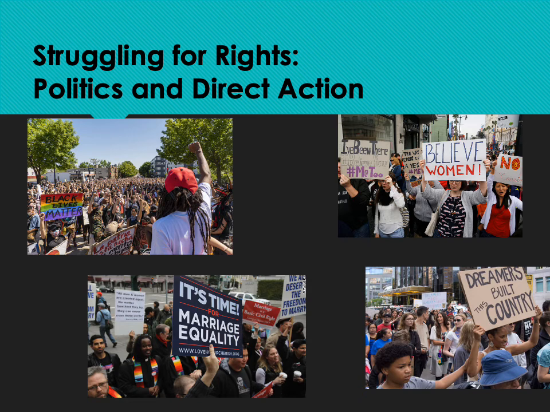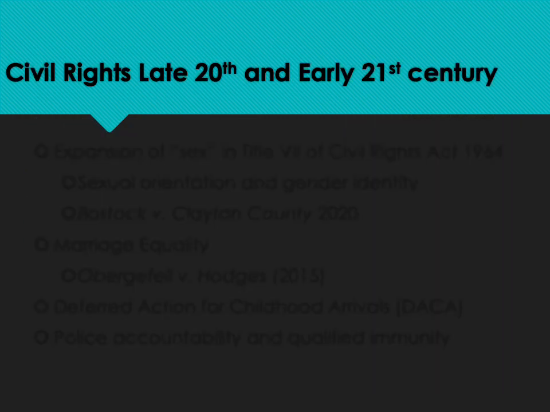And on the other side is the fight for marriage equality, that is, marriage equality for gay and lesbian folks in the United States. So all of these are examples of the continued struggle for civil rights in the 21st century. So what have been some of the legal movements, either through the courts or through legislation, on civil rights in the 21st century?